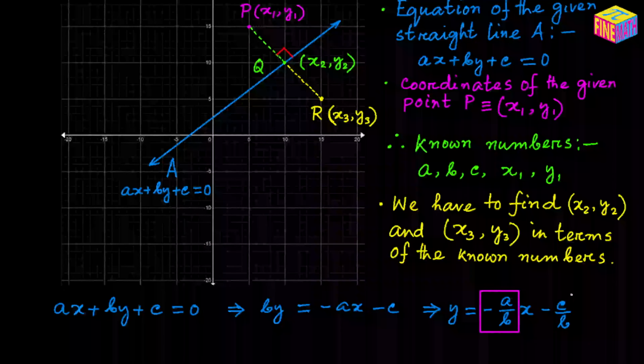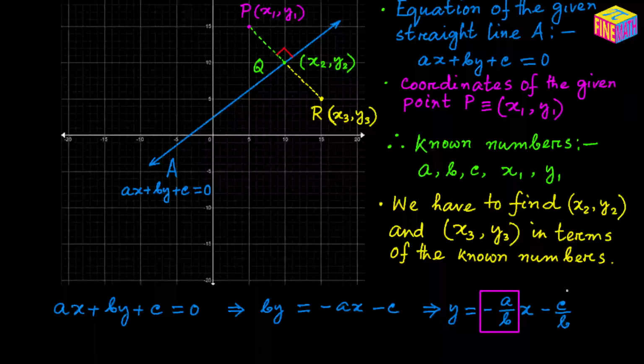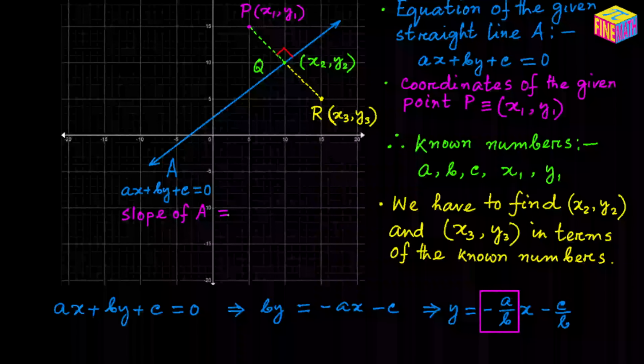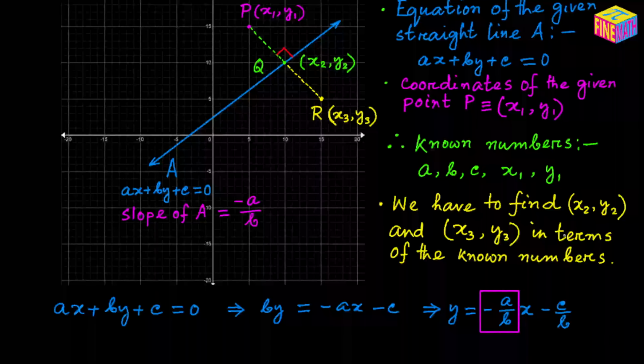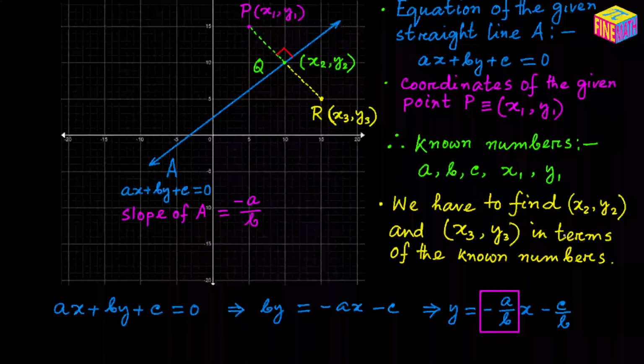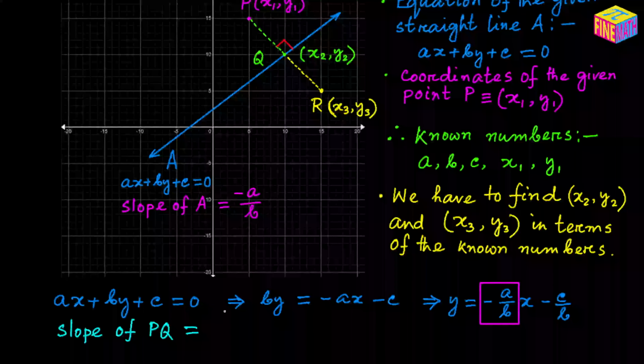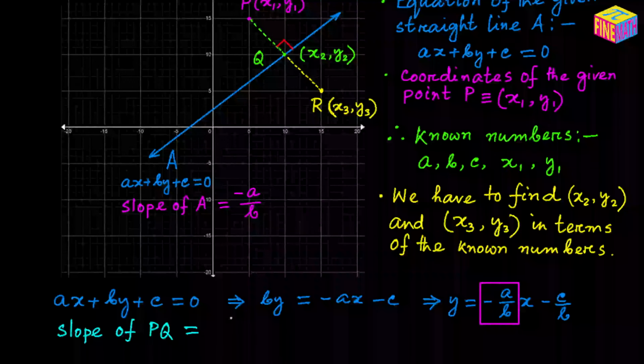And here we can clearly see that the slope of the line A is -a over b. That's the slope. Alright, so we have found the slope of the line A, and let me make a quick note here. I'm going to say slope of A is equal to -a over b. Now let's try to calculate the slope of the line segment PQ, and that will be very easy. It will be y sub 2 minus y sub 1 over x sub 2 minus x sub 1.